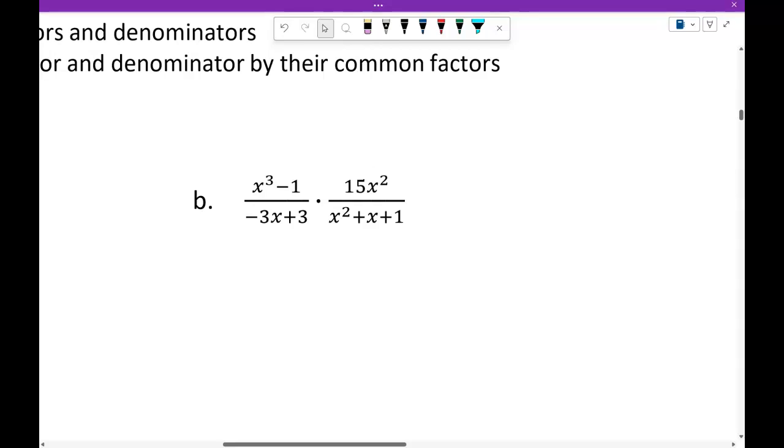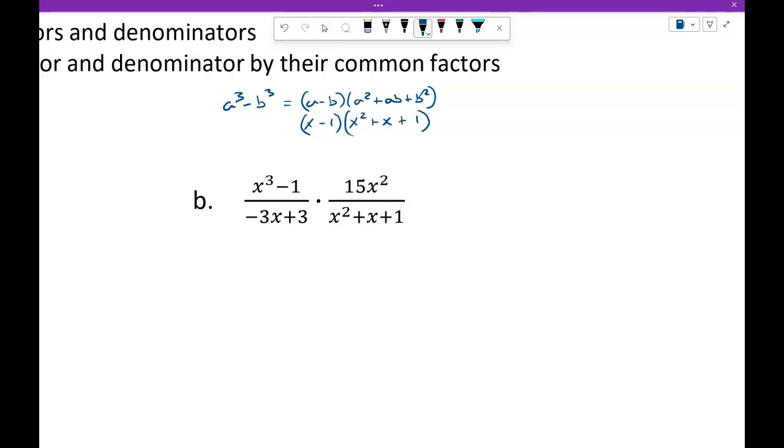We take a look at our next example. Our first numerator is a binomial, but notice how we have a third exponent, and we also have a perfect cube in the binomial, giving us a difference of cubes formula. Recall our difference of cubes formula. If we have a cubed minus b cubed, it factors to be a minus b, and then the trinomial of a squared plus ab plus b squared. If a and b are x and 1, which is the cube root of both terms, then our trinomial will be x squared plus x plus 1. So our first numerator is now factored.